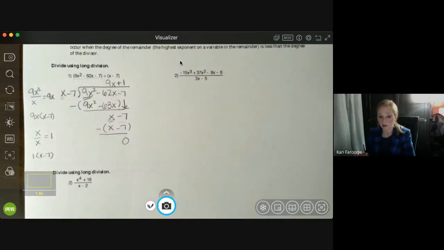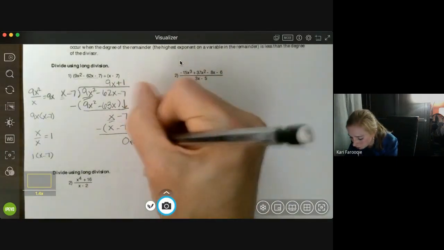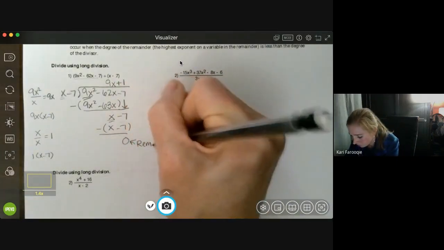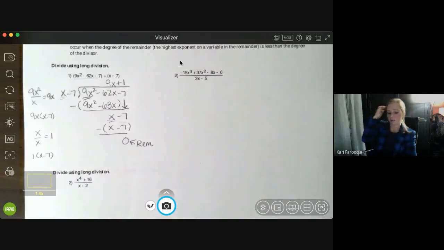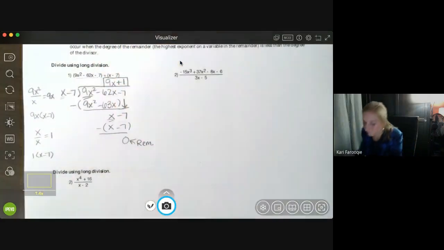You're done. In this case, you have no remainder because you don't have a quantity that's left over that's not 0. If your remainder is 0, you don't write it. It's done. So your quotient is 9x plus 1.